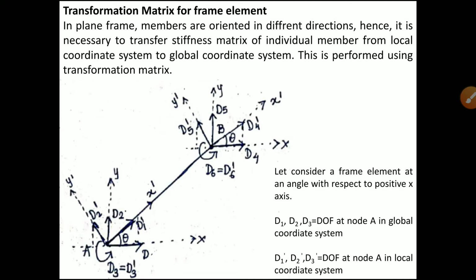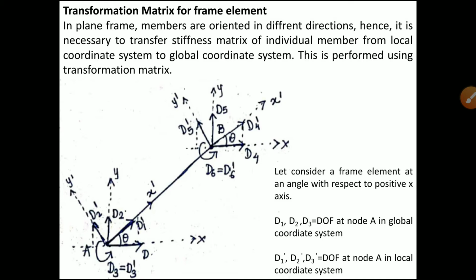For that, first we need to consider a frame element at a different angle. In the first step we considered it in a horizontal direction, which acts as a beam. Now in the second part, we consider the frame element at an angle theta with respect to the positive x-axis.